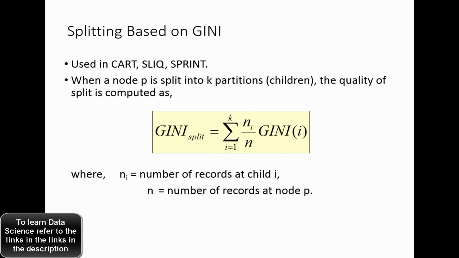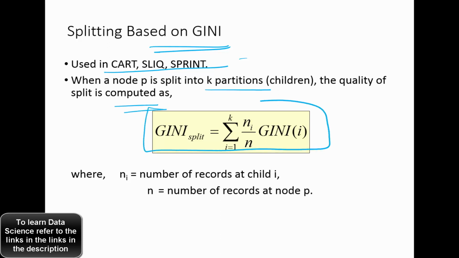So, splitting based on Gini. Based on Gini values, you can actually split. It's used in all such cases. When a node P is split into K partitions, the quality of split is computed like this. This is just another formula to calculate the quality of the split, and that's one criterion used to find out the number of partitions. That should be K equal to 2, 3, 4, or more. Normally it is always 2 or 3, or maximum 4. You would not come across many partitions.